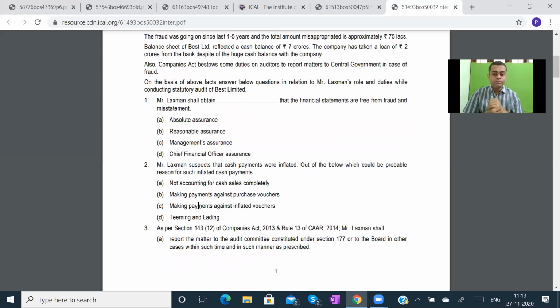Roshni, have you written the answer? Yes, sir. Don't tell it to anyone. Secret your answer is. Tell it to me. Okay, what is the answer? Sir, reasonable assurance. Very good.